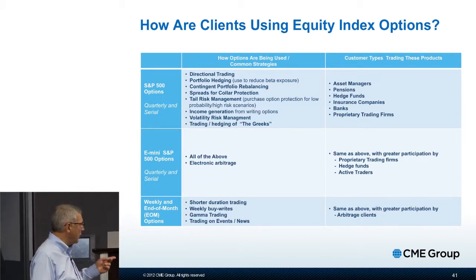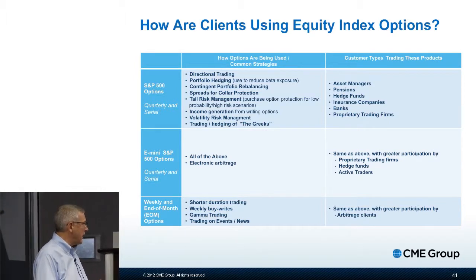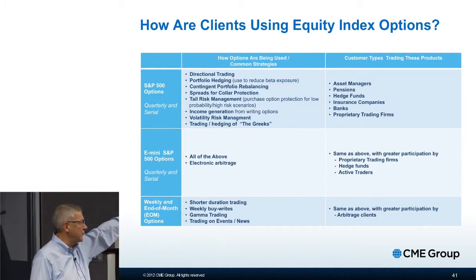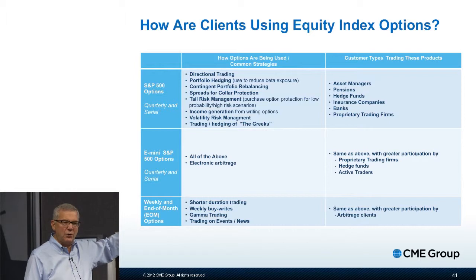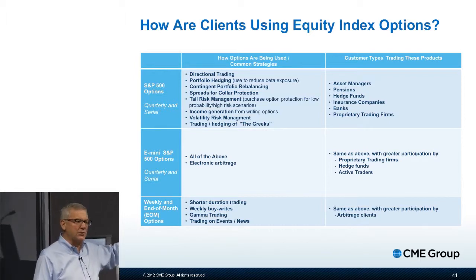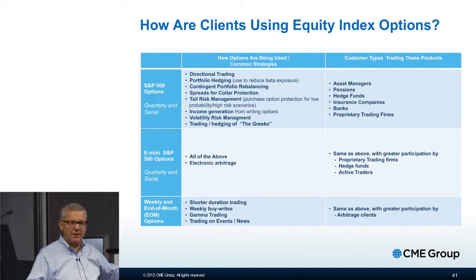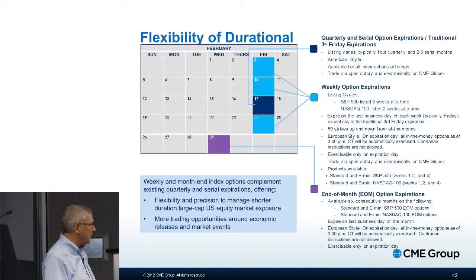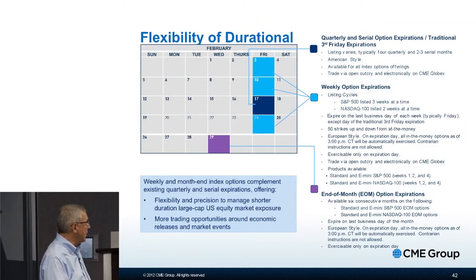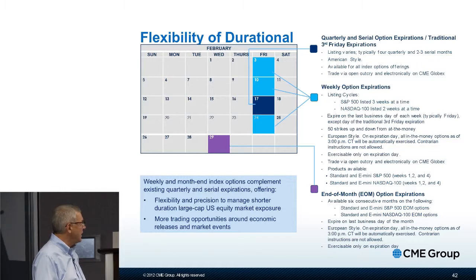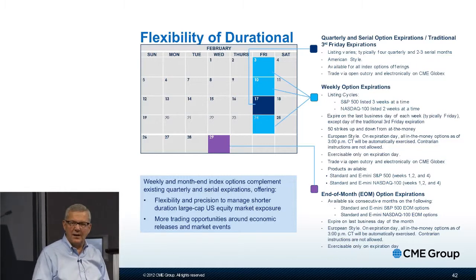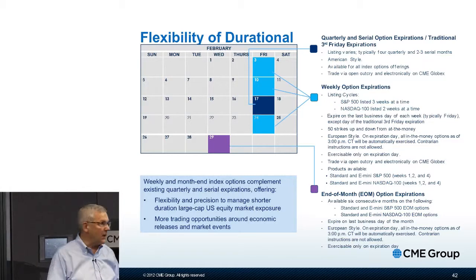And then, as I mentioned, for the weekly and end-of-month options: short duration trading, cheaper premiums, doing buy-writes with weeklies, gamma trading, and trading the news. Obviously, the types of customers vary by strategy, but we do find that more and more, all customers are now looking at all strategies as we enhance our option portfolio and come up with some better products such as the weeklies. So that's an exciting change for us. As I mentioned, we have a lot of flexibility. Options give everybody flexibility. It's a great flexible tool.